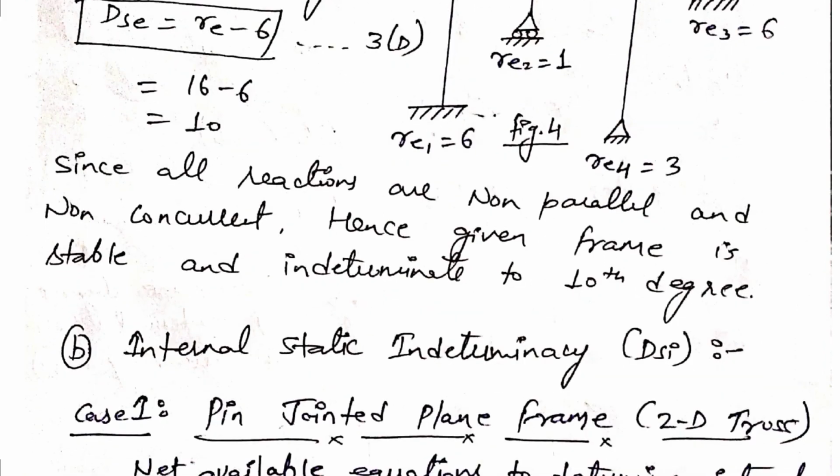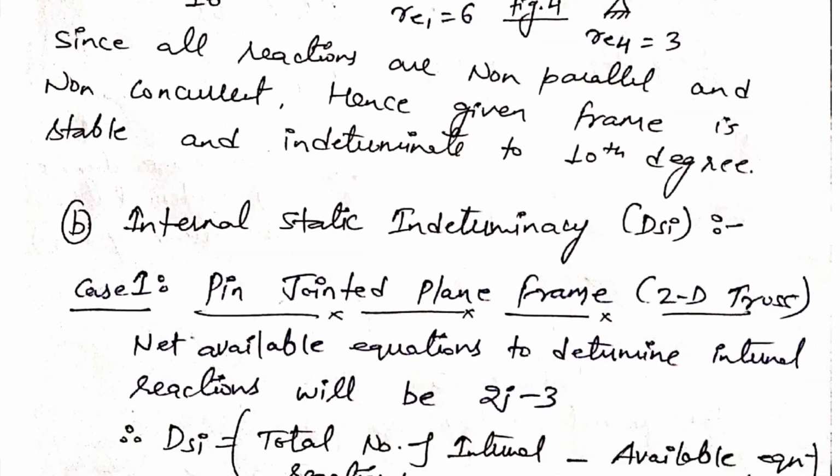Now let's move on to internal static indeterminacy, denoted as DSI. If we consider case 1, that is a pin jointed plane frame or 2D truss. As we all know, in trusses all joints are hinged and loading is applied at the joints only. The self weight of members is neglected here, and hence all the members of the truss will carry only axial force, either compressive or tensile.